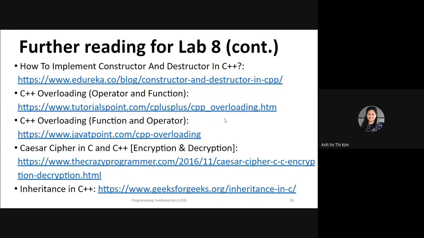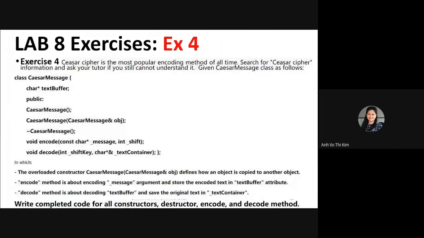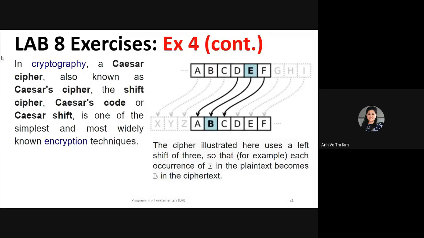Okay, and I think I skipped something on the Caesar cipher. Exercise number 4, coming to a definition in cryptography. The Caesar cipher is also known by different names: Caesar's cipher, the shift cipher, Caesar's code, or Caesar shift. It's one of the simplest and most widely known encryption techniques, for example, used here for encoding and decoding.